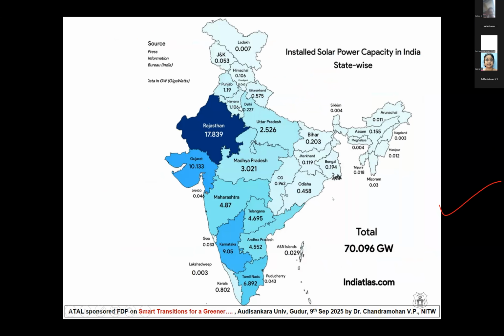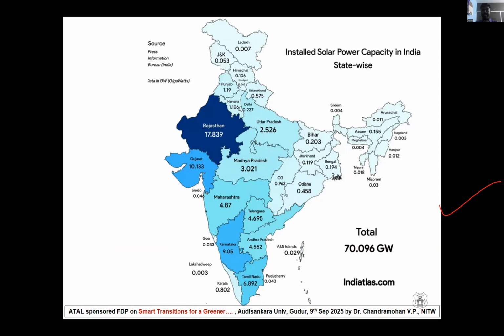And now I have got how the Indian states are performing. Rajasthan is performing well. You see, Rajasthan is the topmost state producing the most solar energy from solar PV panels, almost 17.839 gigawatt of power. Now you can compare with the different states. Some states are huge and some states are very low. What may be the reason? The northeastern states are very low. Can anyone say what the reason is?